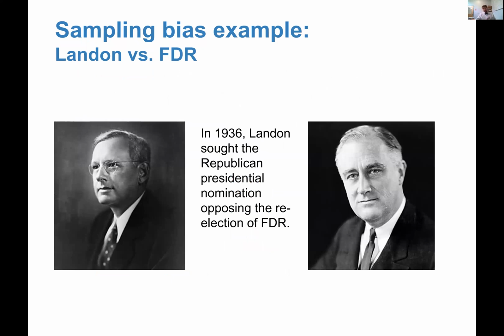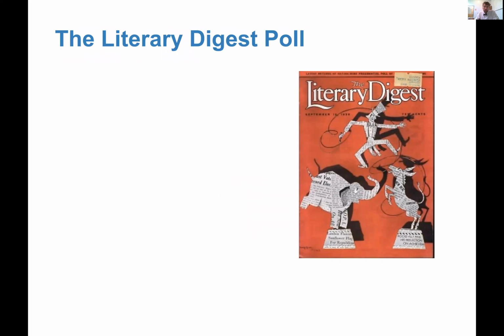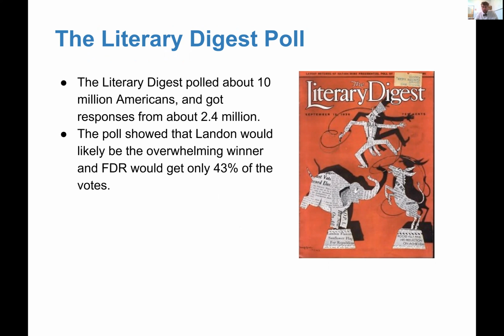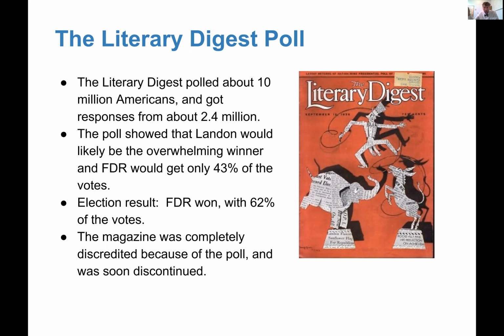All right, let's talk about a historically bad sample. In 1936, there was a presidential election between Landon and Franklin Delano Roosevelt, otherwise known as FDR. There was a magazine called the Literary Digest, and they had a huge poll. They polled 2.4 million people, and the poll showed that Landon would likely be the overwhelming winner, and FDR would only get 43% of the vote. However, the election happened and FDR won. He got 62% of the vote. So how could that happen? How could polling 2.4 million people be so far off?